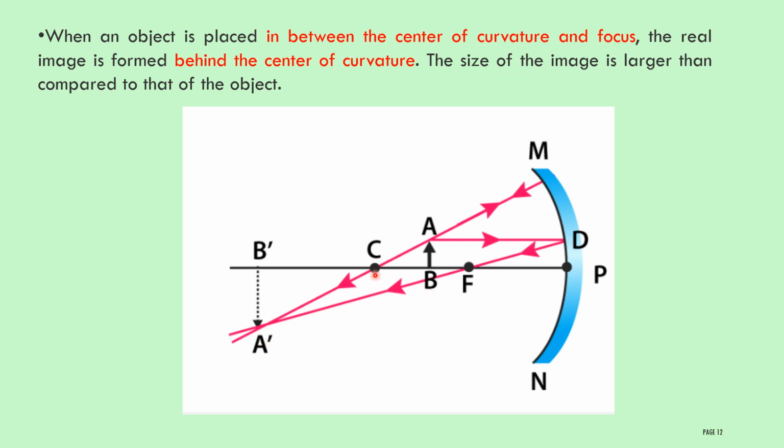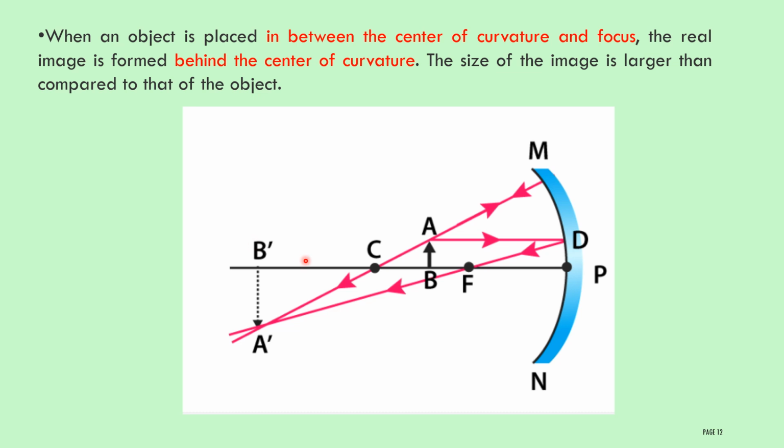The next ray passes through the center of curvature. If any ray passes through the center of curvature, after hitting the reflecting surface, it will come back in the same direction. It will meet at a single point A dash. Here also we consider two rays, and they will meet at a single point A dash. Therefore, this is the position of the image. If you extend this, you will get the position of the image.